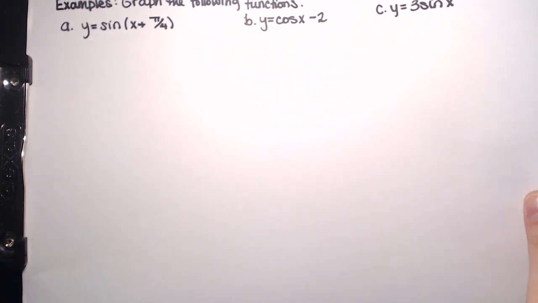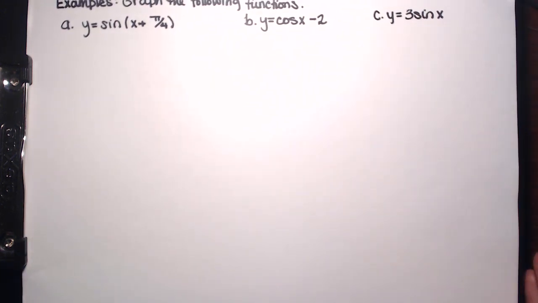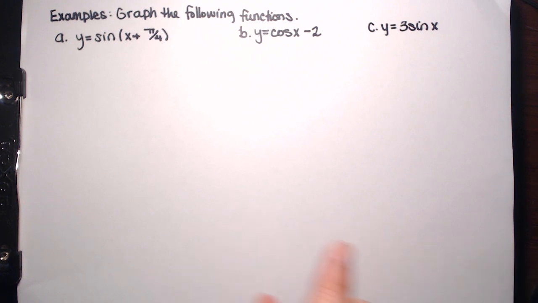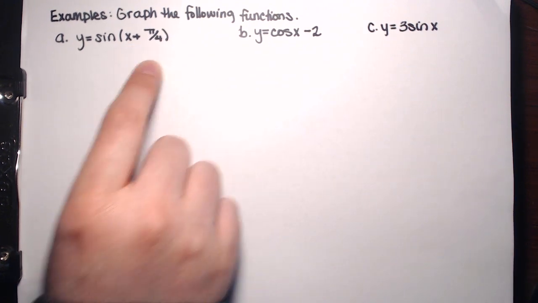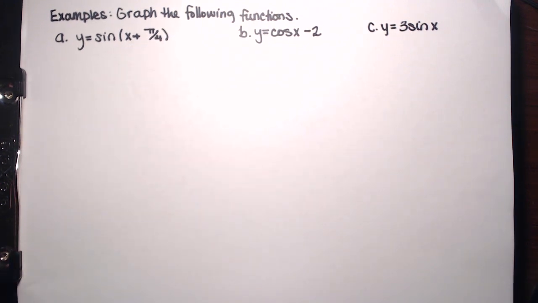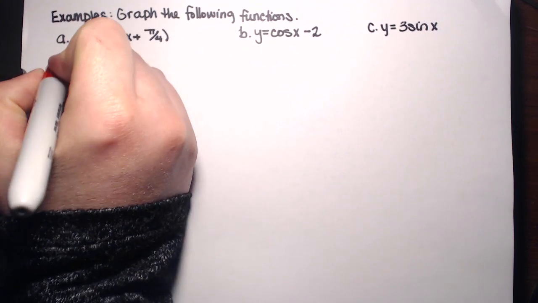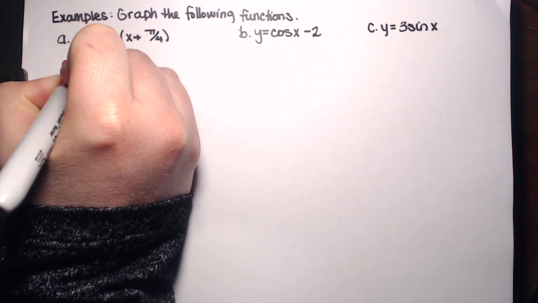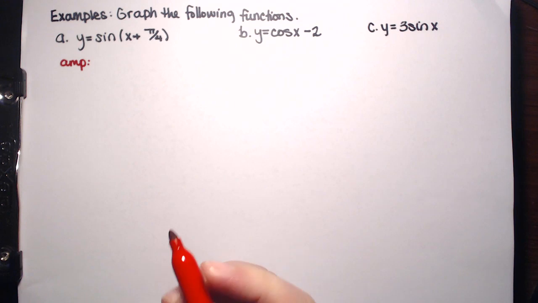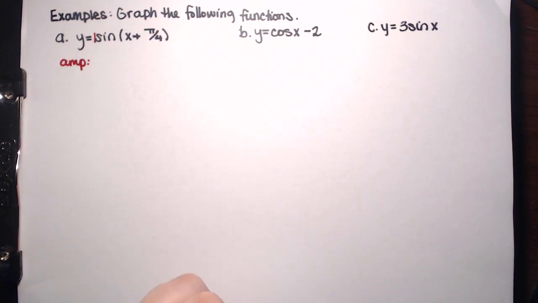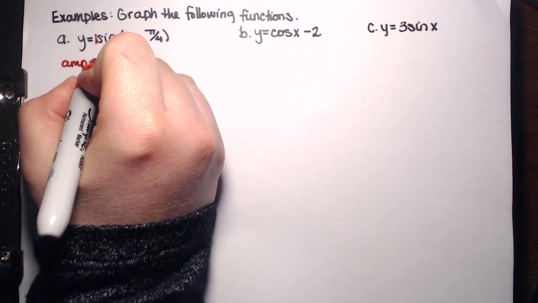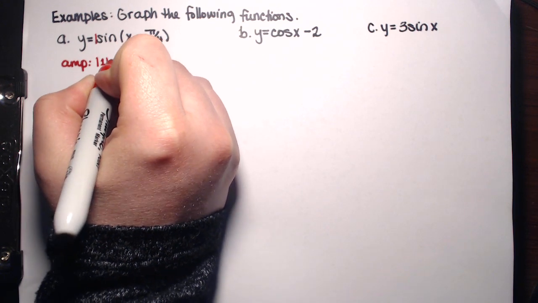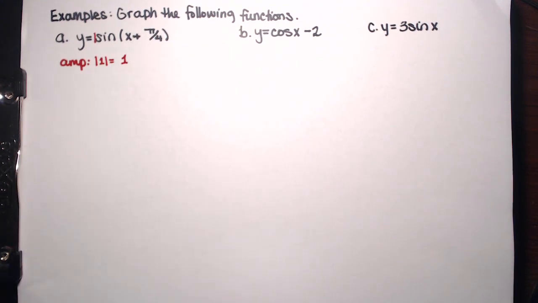So we're going to start with y equals sine of x plus pi fourths, and we're going to find our different information. So the amplitude, there's a 1 in front, so what is the absolute value of 1? It's just 1.